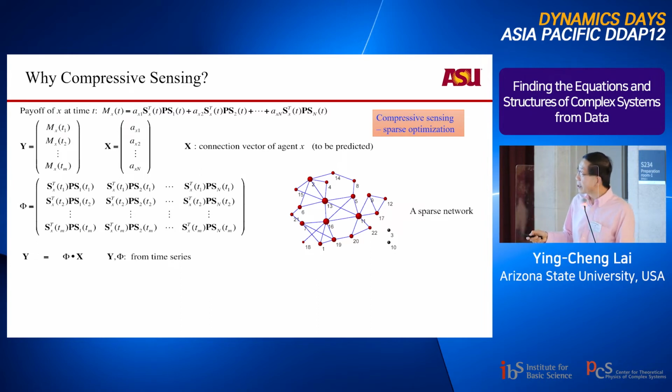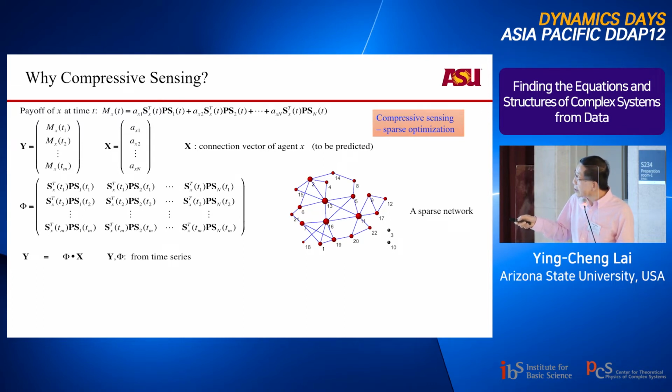While if the matrix element is 0, of course, there's no payoff. It's no friend. Now we are going to look at the time moments. So this is for a specific time t, but we pick a few time moments, t1, t2, until tm, and we list all those payoffs as a vector here. And this capital X vector is the connection vector of agent X, which is the adjacency matrix row from X to other nodes in the network. So that is the vector we try to figure out.